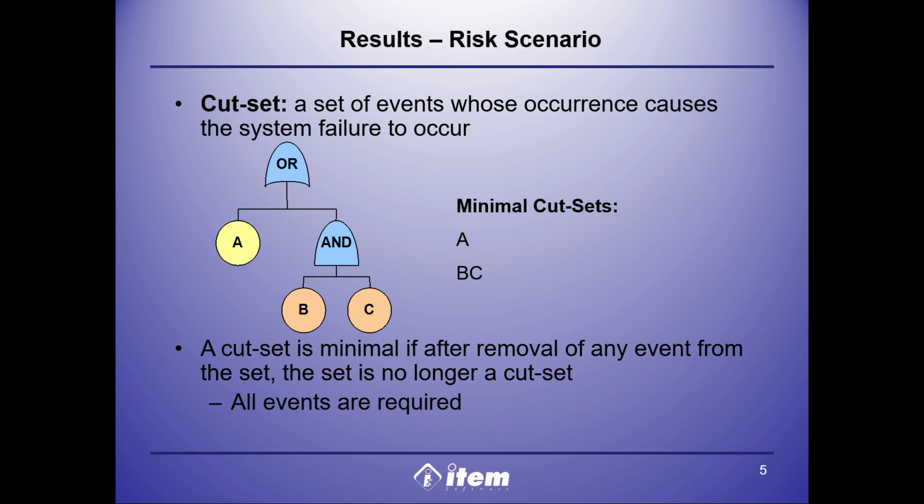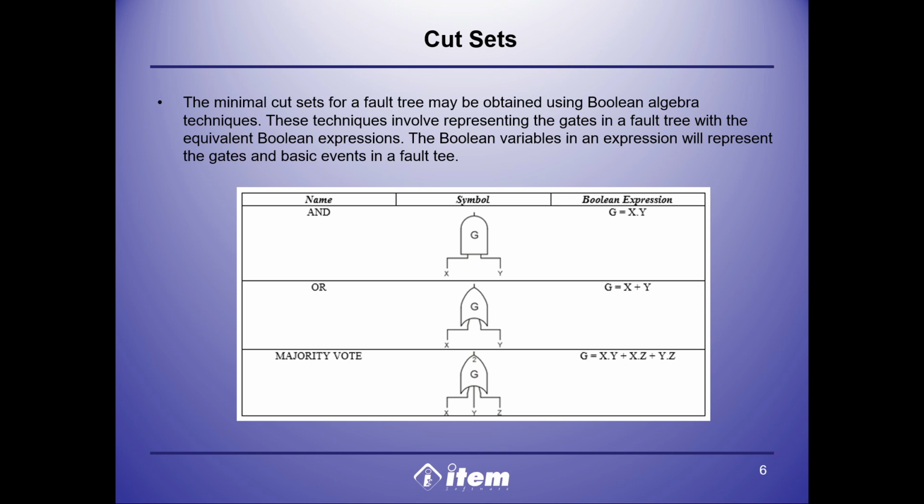It provides us with a clean, mathematically precise list of our reactor vessel's true structural vulnerabilities, highlighting the exact, essential failure chains that we must defend against. Let's look at exactly how the calculation engine identifies these cut sets. It does this by obtaining the minimal cut sets using Boolean algebra techniques.